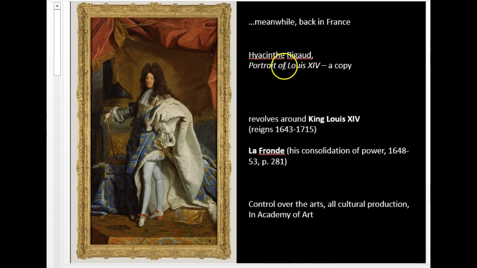So what happens in the meantime, in France, is that Louis XIV becomes king at a very young age. He doesn't consolidate his power until he's a young teenager, and you can read about how he does that. He has to overcome the noble class and put them in their place. So in any event, we'll talk about this portrait a little bit later, but please note that he takes control over all the arts as part of his reign.